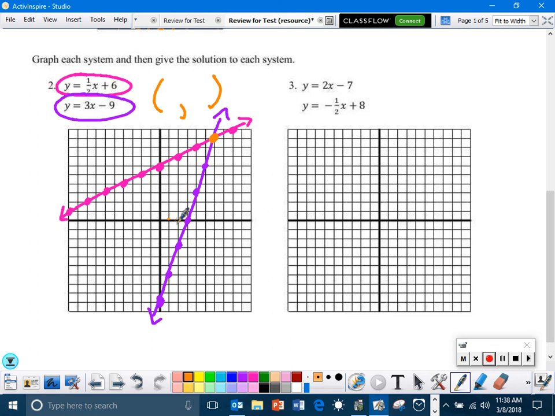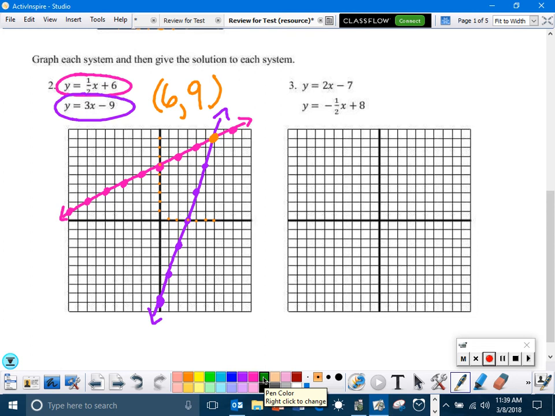We're all right there. Write that as an ordered pair. The x is 1, 2, 3, 4, 5, 6. And the y is 1, 2, 3, 4, 5, 6, 7, 8, 9. So the solution to that system is 6, 9. All right, moving on to the next one.